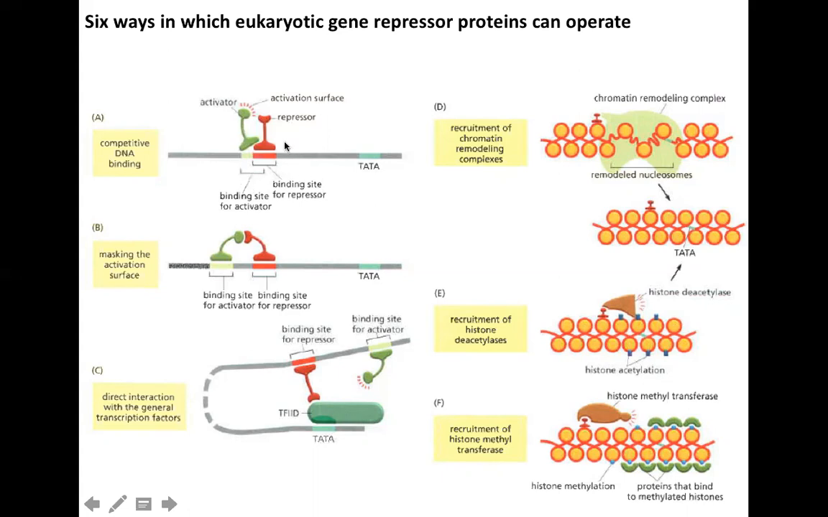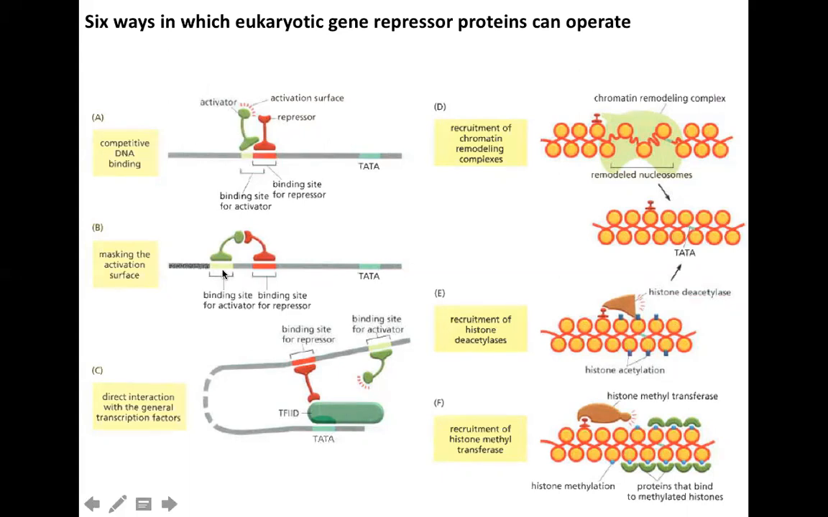So the repressor can either bind before the activator binds, or the repressor has a stronger binding affinity, so it can remove the activator and bind to its regulatory sequence. This is how it can block the activator from functioning, and this can repress the transcription of the gene. The second mechanism we have is masking the activation surface.